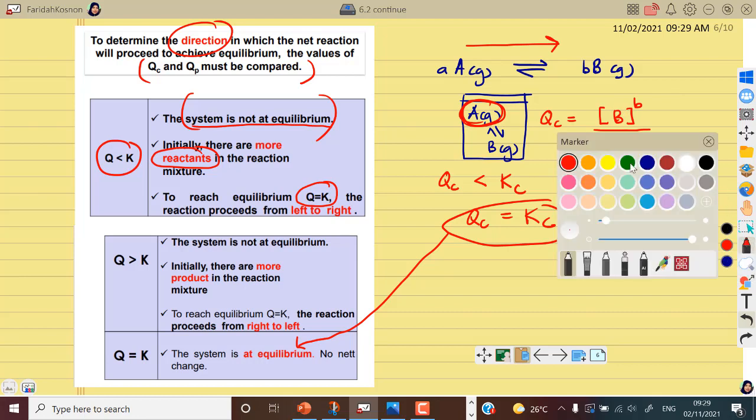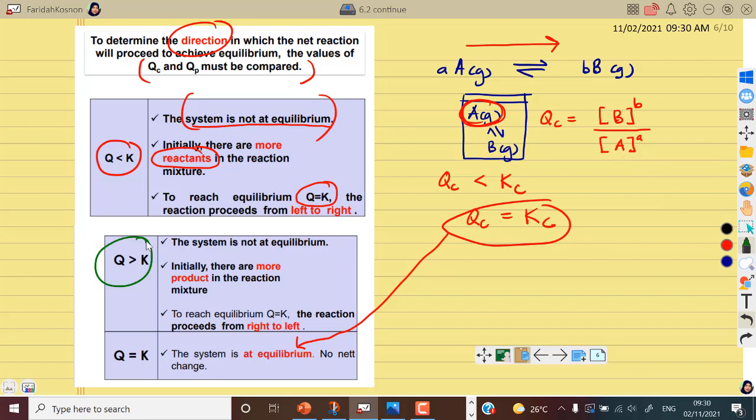Okay, what happen if the value of Q is greater than K? Jadi samalah kalau saya ada sistem yang sekarang ni, maksudnya nilai QC greater than KC, maksudnya bila QC greater than KC, so saya tulis balik expression B, concentration of product B, power of B, divide by concentration of A, power of A. So ketika ini, apa yang berlaku? The system is not at equilibrium. Sistem belum lagi mencapai keseimbangan. And initially, there are more product in the reaction. So maksudnya concentration product ketika ini very high. Produk yang mana? Produk yang dekat atas. Ni, B kita lah.